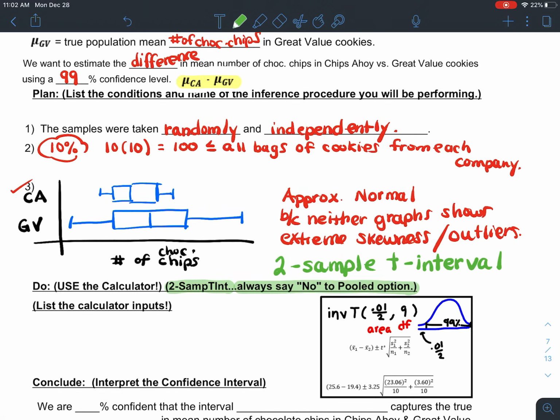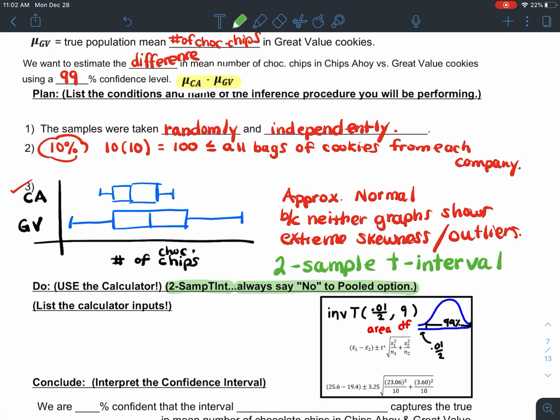Now, if it's an experiment, you don't need to say anything about independence, because we never selected these people randomly or independently. Also, when it is an experiment, you don't need to do anything with the 10% condition. That also has to do with independence, and we don't need to worry about that. We only have to say that the treatments were randomly assigned, and then we have to check off the normality condition.